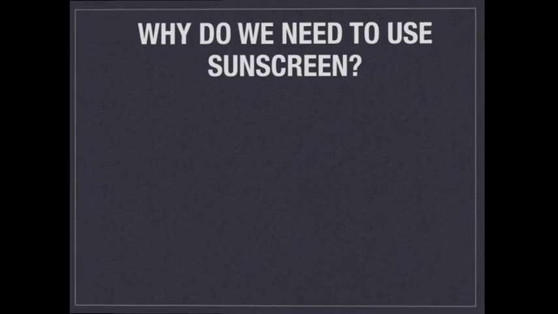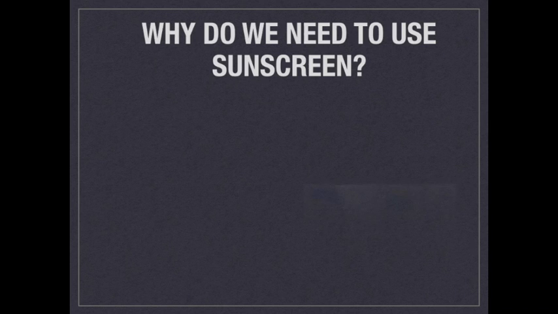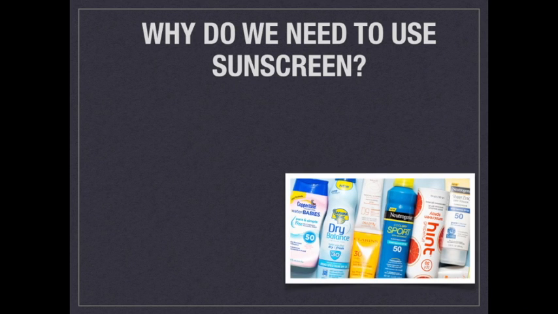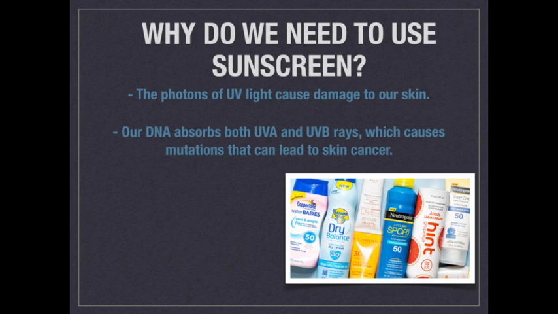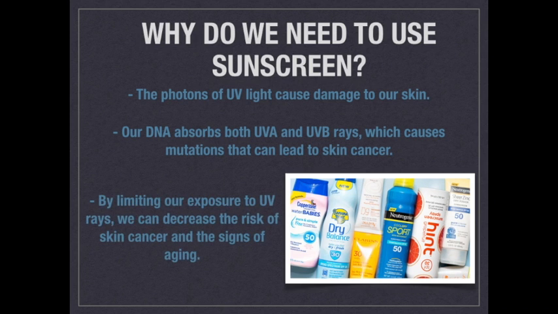Why do we need to use sunscreen? The photons of UV light cause damage to our skin. Our DNA absorbs both UVA and UVB rays, which causes mutations that can lead to skin cancer. By limiting our exposure to UV rays, we can decrease the risk of skin cancer and the signs of aging.